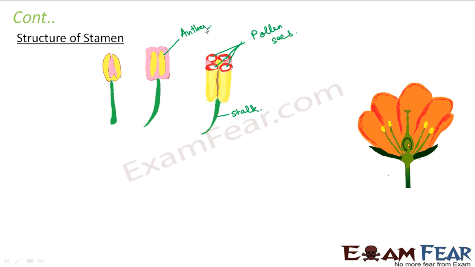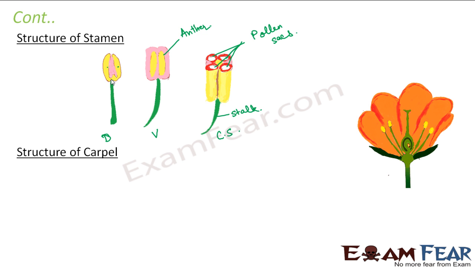Now on the cross section of the anther, you have 4 pollen sacs which contain the pollen grains. This is the dorsal view, this is the ventral view, and this is the cross-sectional view. Now here you see some pink colored structure. What is this? This is the connective tissue which connects the two lobes of the anther. These are the two lobes of the anther, and they are connected by this tissue. So this was about the structure of stamen.